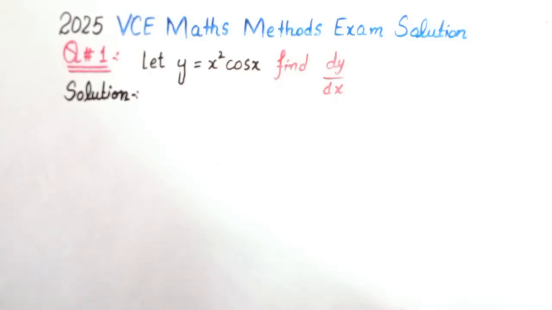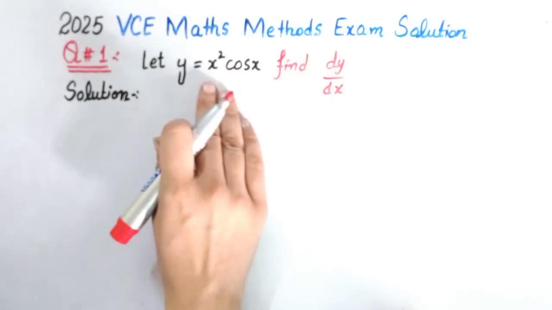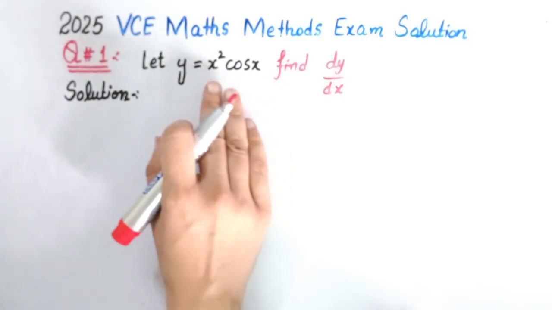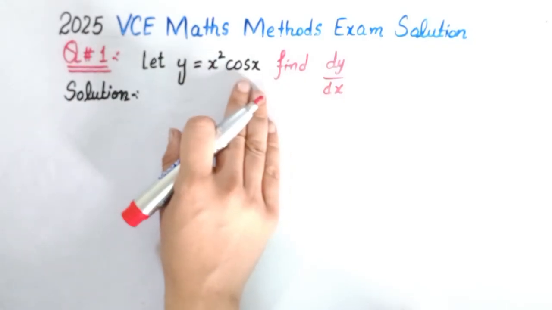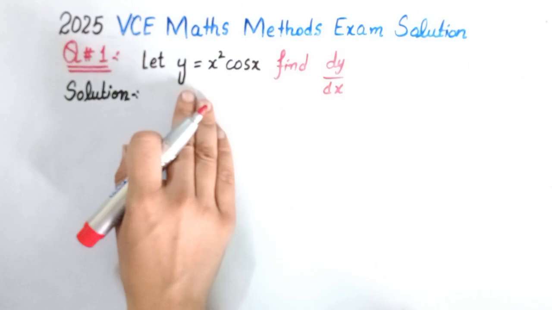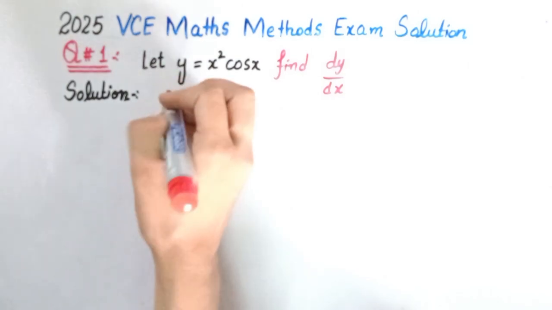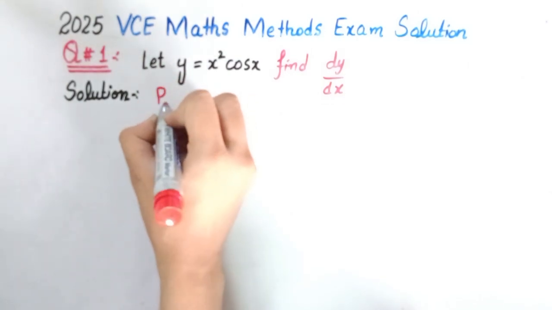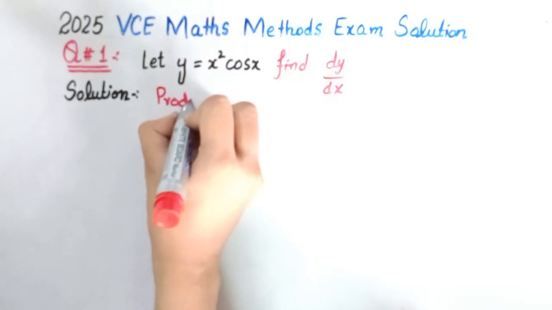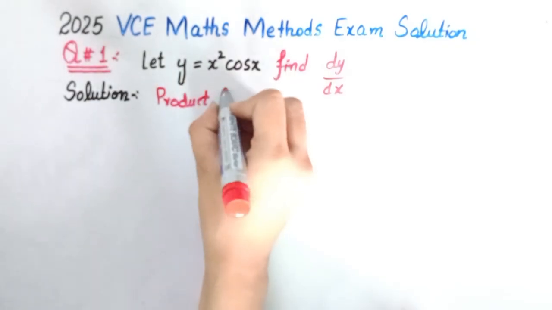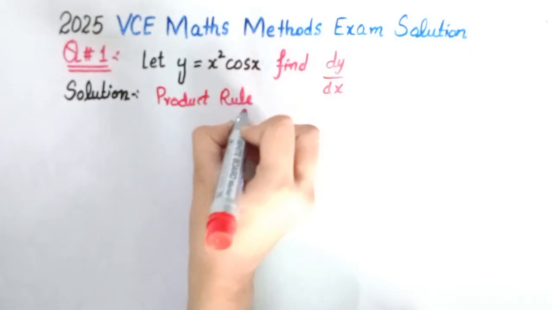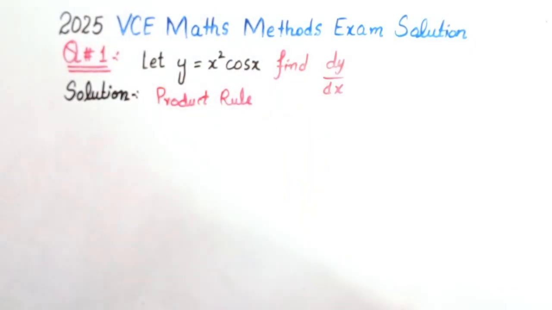First of all, you can see there are two functions. First is x squared and the other is cos x, and you have to differentiate this. So we will apply here the product rule of differentiation. First of all, we will recall what the product rule is.